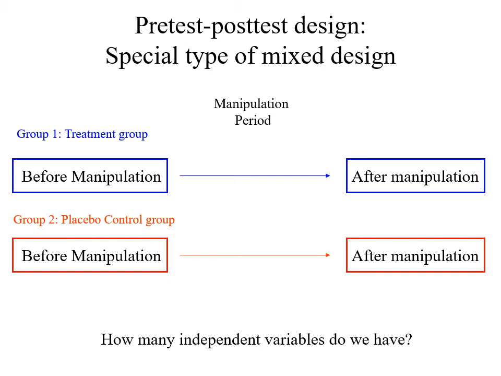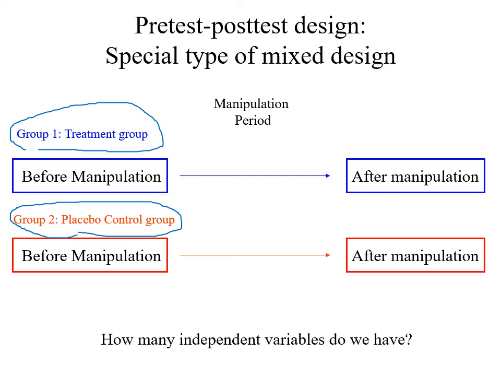So what you can do, like we said, is have a pre-test, post-test design in which group 1 is the treatment group that receives the treatment, and group 2 is the placebo control group that receives no treatment. Now, in this case, how many independent variables do you have? Well, you will have 2, right? You will have the manipulation period as one of the variables, before treatment and after treatment, and that's the first one. The second one is the treatment group versus the placebo control group.